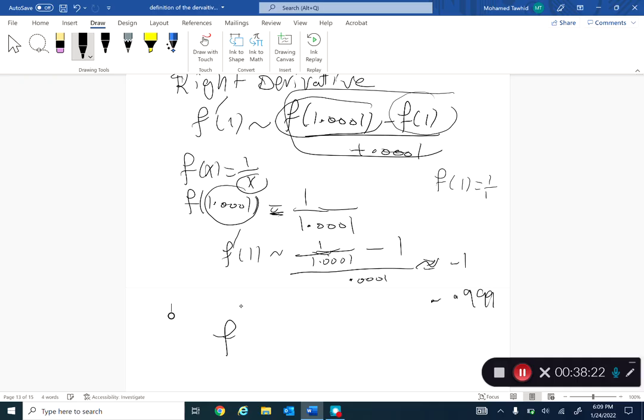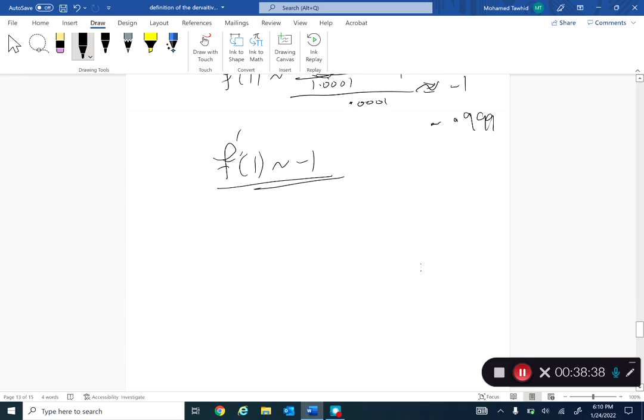So what is my derivative here? Your derivative here is almost negative 1, because your left derivative is negative 1 and your right derivative is negative 1, and that is what I have for this one.